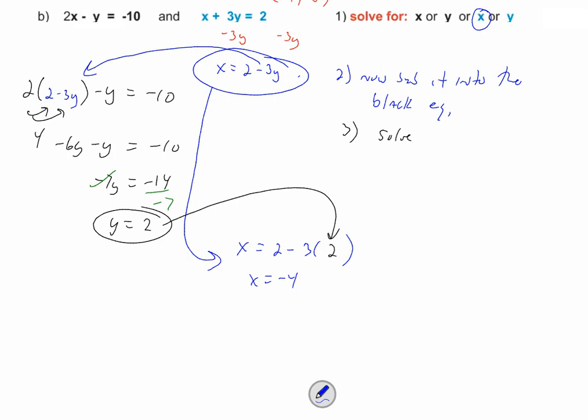Do I leave my final answer like this? Why? Because the solution is a point of intersection, right? It's a point on a line. So again, we're going to do negative 4, 2. Remember, your x always comes first and your y always comes second, regardless of the order that you solve them in. Questions on that?